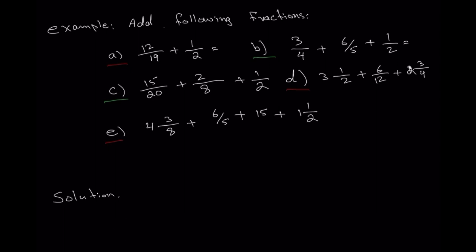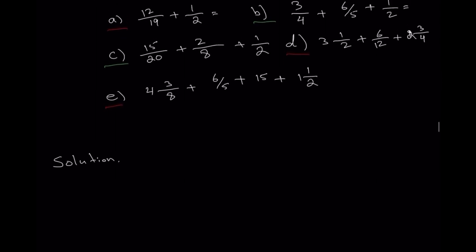A is 12 over 19 plus 1 over 2. The first step, because we don't have a like denominator, we will have to find the common denominator. 19 is a prime number, so that will be easy, we just multiply the two denominators. 2 times 19 will give me 38. 38 can be divided by 2 and 19. So the least common denominator, or LCD, will be 38 right here.